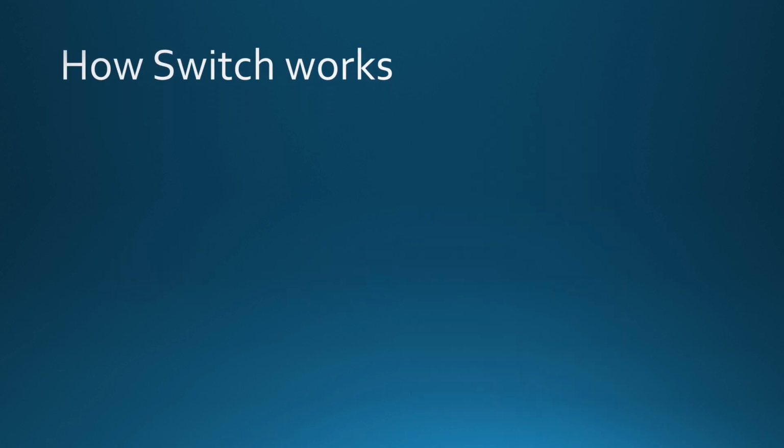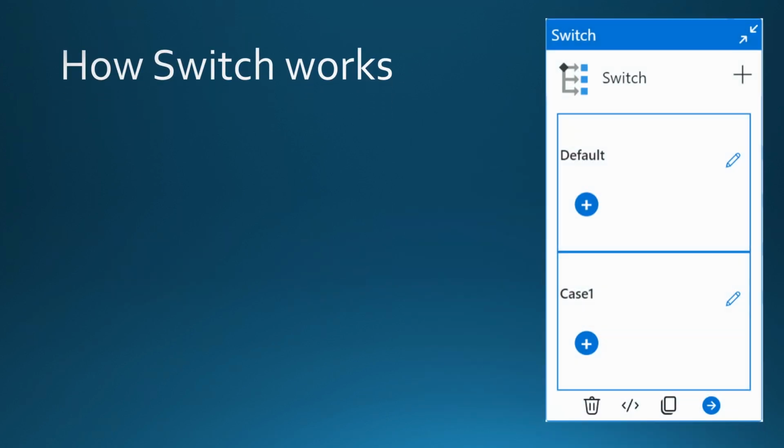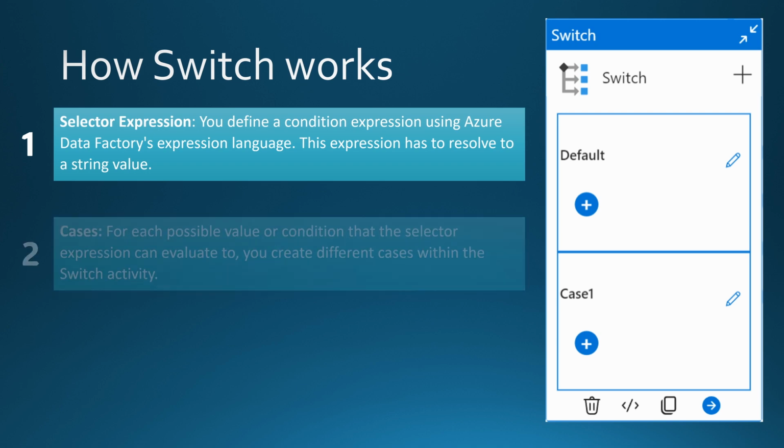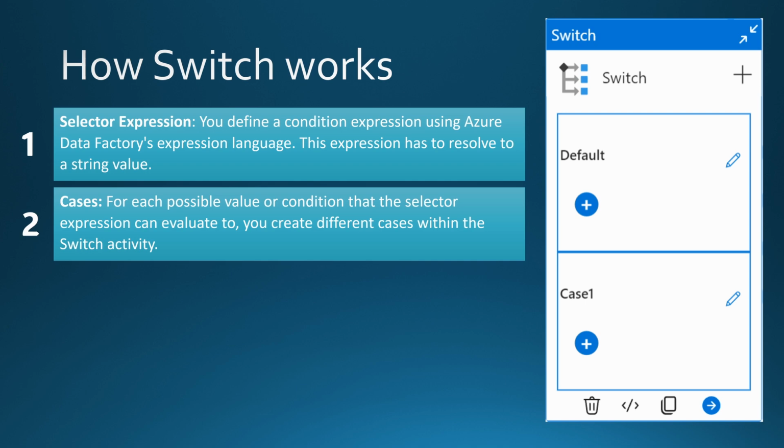Here we have the switch condition activity as it can be seen in the Data Factory UI. First, we have to define the selector expression for the switch activity. This means that we have to use Data Factory's expression language and define an expression that will resolve to a string value rather than Boolean value like with the if condition. Then we define some cases to this switch activity that are compared to the string value that is coming from the selector expression. And we can create multiple cases to the switch activity.